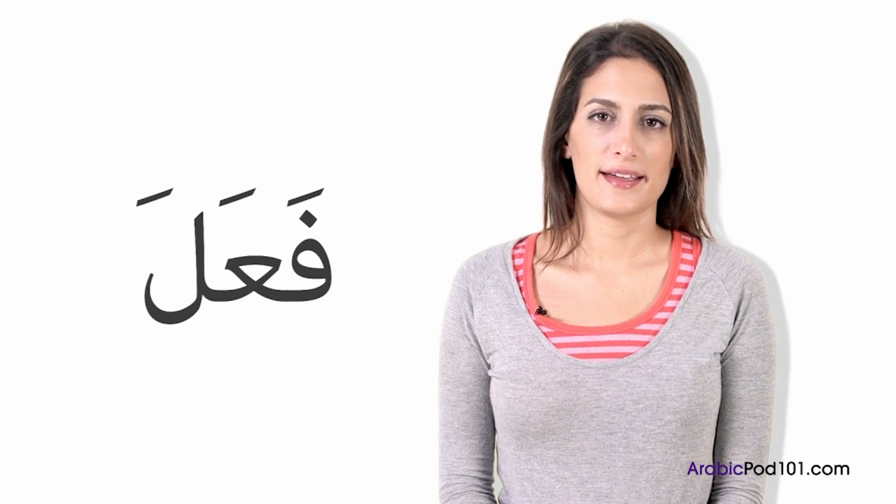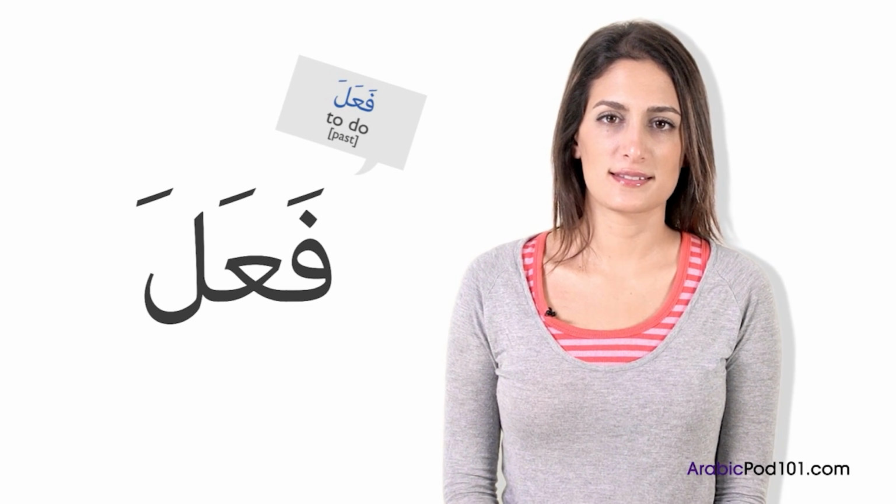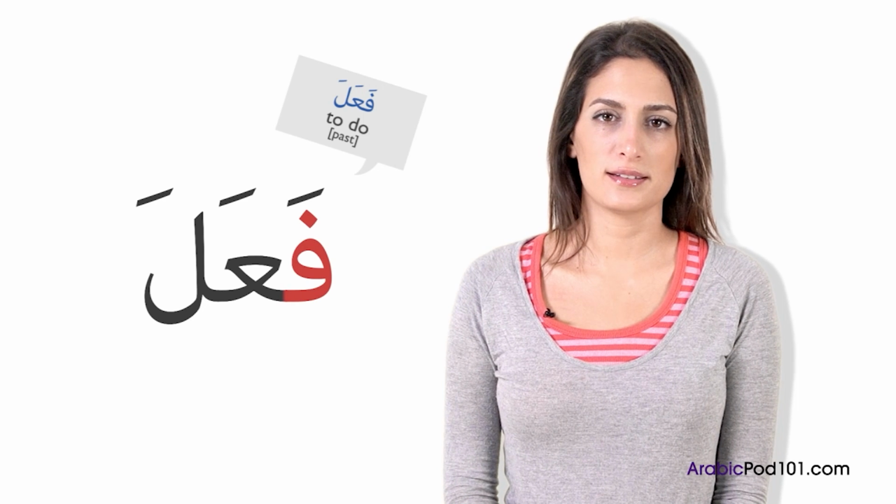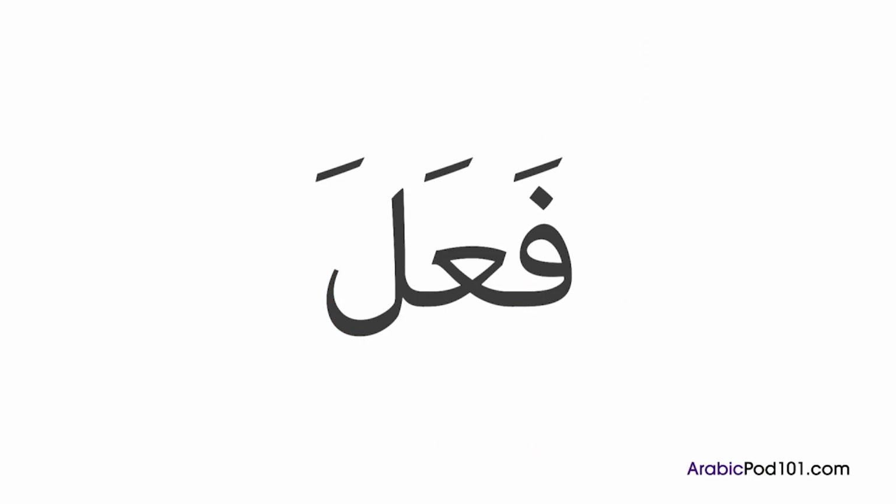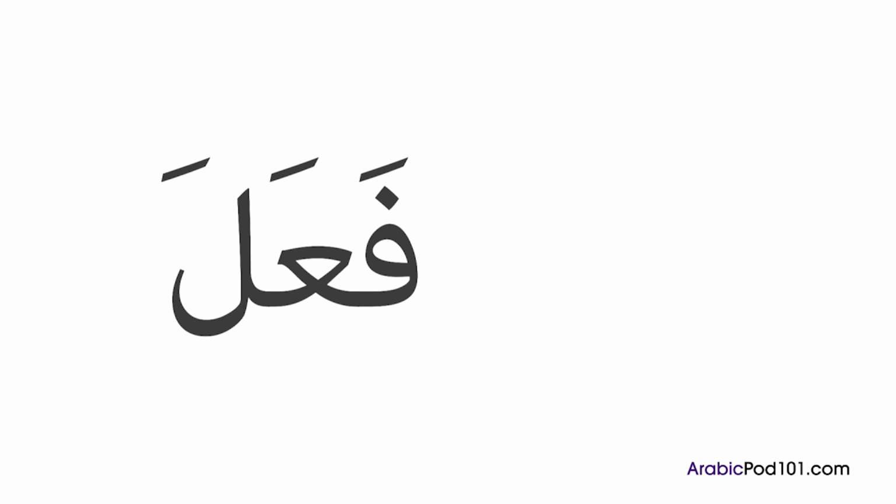The second word is fa'ala. It means to do in the past tense. Here we have a fa in the initial form, ayn in the medial form, and a lam in the final form. Just like the previous kataba, all of the letters have a fatha. Let's write it down. Fa'ala.